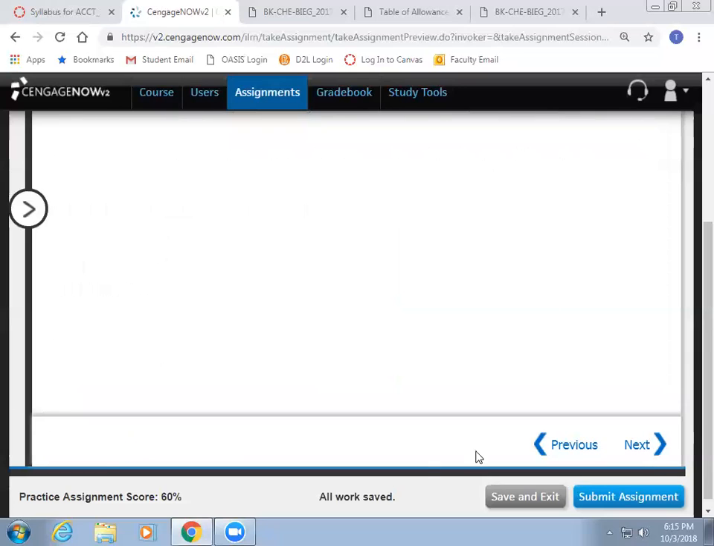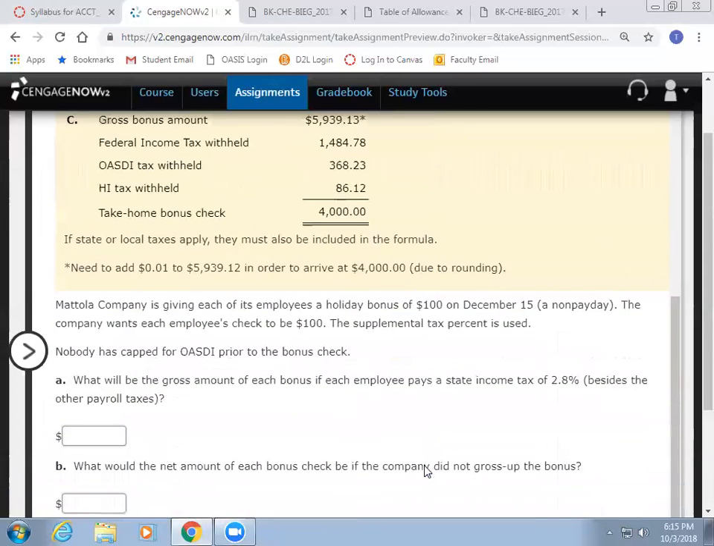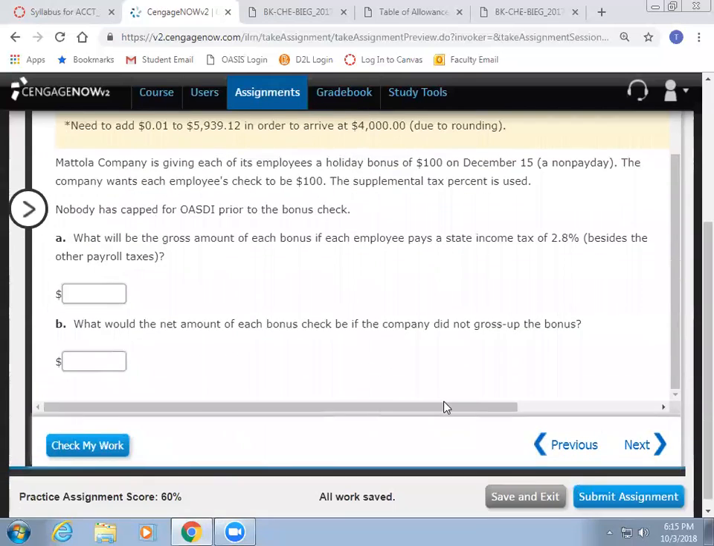Right. The next exercise is a little quicker too. It's really on the same lines as that one. We're dealing with bonuses and grossing up. So it says Mottola Company is giving each of its employees a holiday bonus of $100. The company wants each employee's check to be $100. The supplemental tax percent is used. No one has capped out on Social Security. So on A, it says, what will the gross amount of each bonus be if each employee pays a state income tax of 2.8%, in addition to the other payroll taxes?